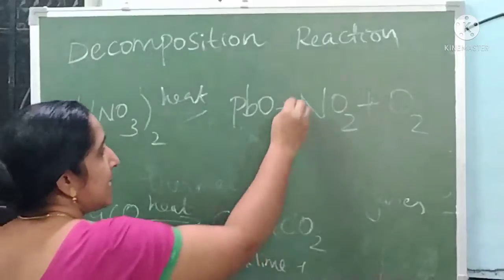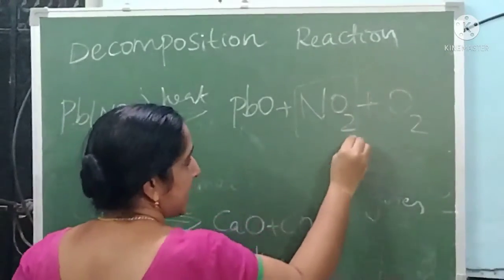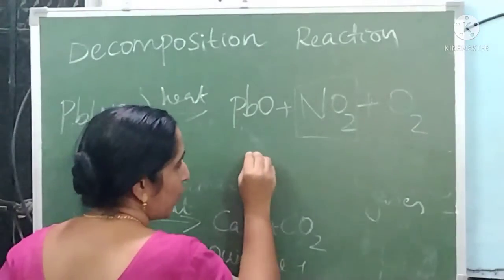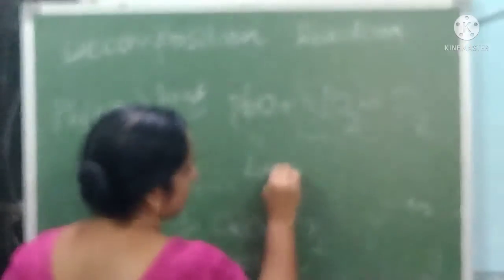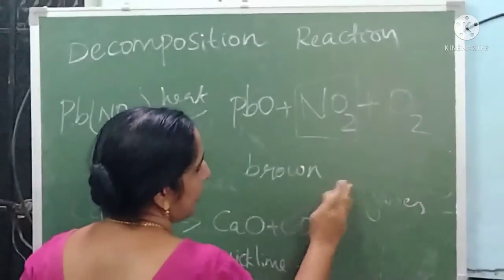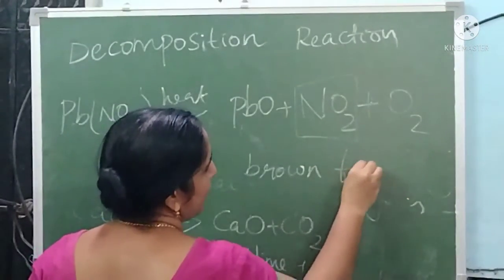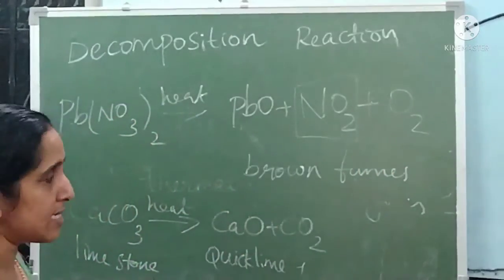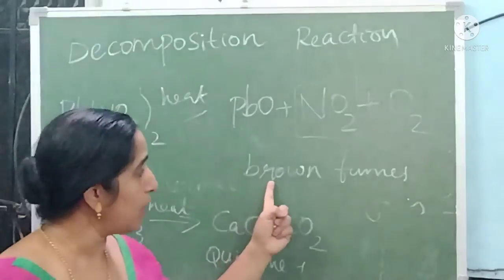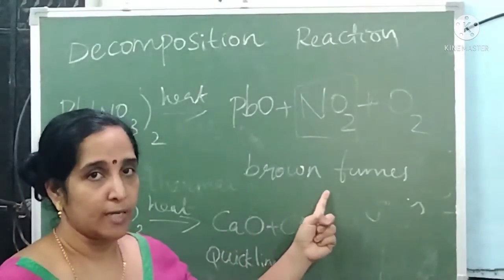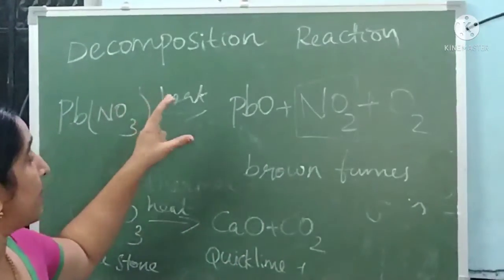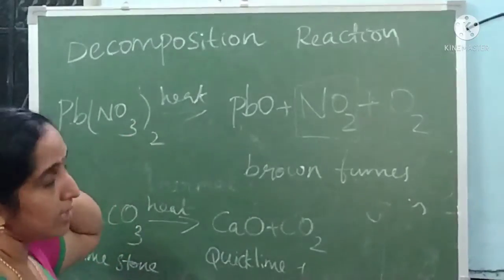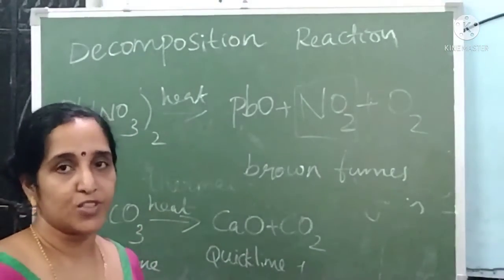Nitrogen dioxide is a gas which has a color of brown fumes. This is important. So what is the color of nitrogen dioxide? Nitrogen dioxide is brown colored fumes. So this is about decomposition and also thermal decomposition reaction.